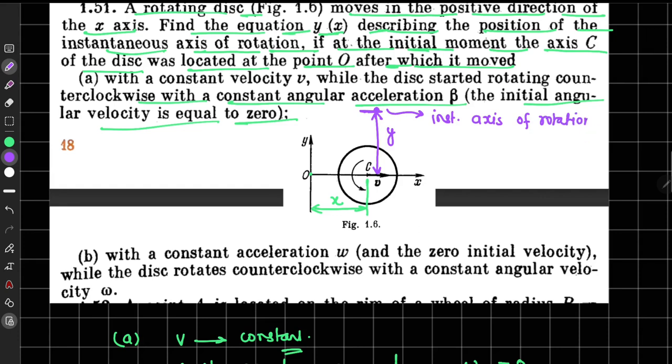What is the meaning of this? When the body has pure rolling about an axis, that axis is called the instantaneous axis of rotation. So let us say this is the point through which the instantaneous axis of rotation is passing, and it is at a distance of y from the x-axis.